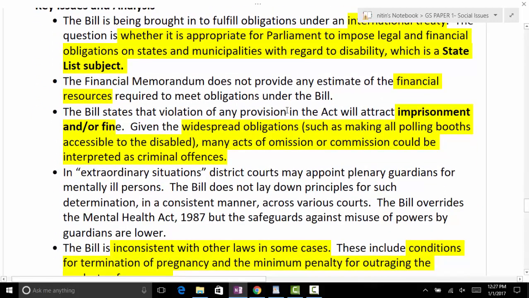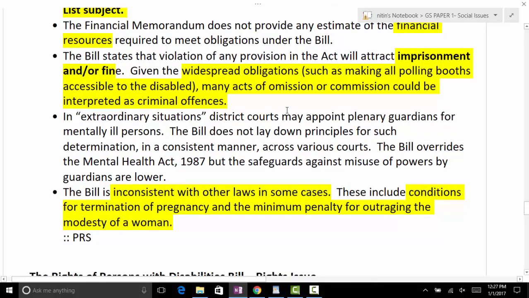Thirdly, about the fine or imprisonment, it says there are many obligations, the omission or commission of which would lead to imprisonment, but it would be very difficult to find out, and certain people could be wrongly implicated as well, because in our culture many times careless behavior happens, right? And the obligations are so many that it could lead to more litigation and more implications.